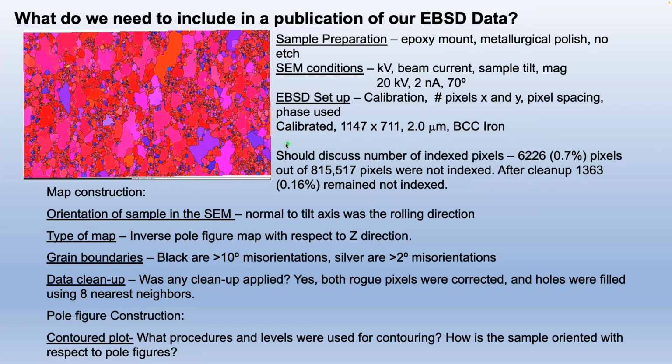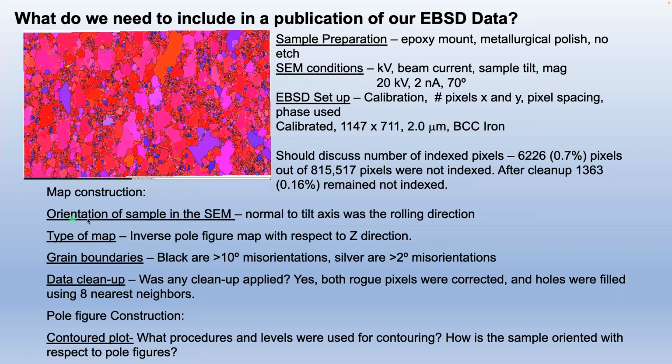And this goes back to what I talked about with data cleanup. You should discuss the number of indexed pixels. In this case, there was only 0.7%, about 6,200 pixels out of 815,000 pixels that weren't indexed. After cleanup, there were 1,363 pixels left, not indexed. And that's probably fine. So what about drawing this actual map?